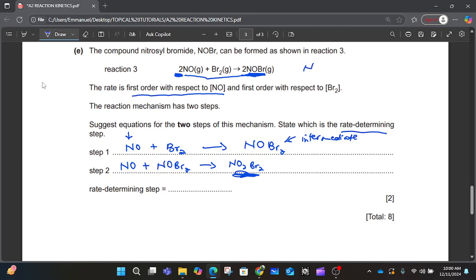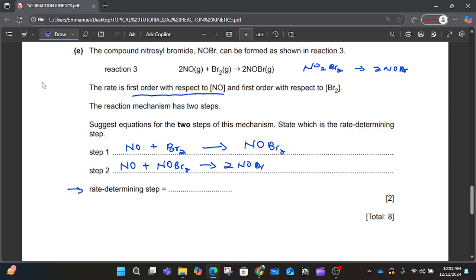However, in the reaction equation, we are seeing NOBr and not NO2Br2. NO2Br2 can actually be written as 2NOBr, and since this is what we are seeing in the reaction equation, it means that over here, instead of writing NO2Br2, we can write 2NOBr.